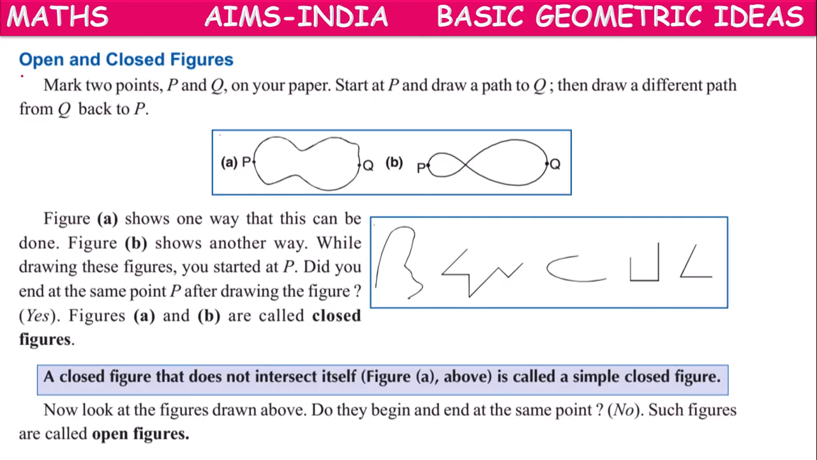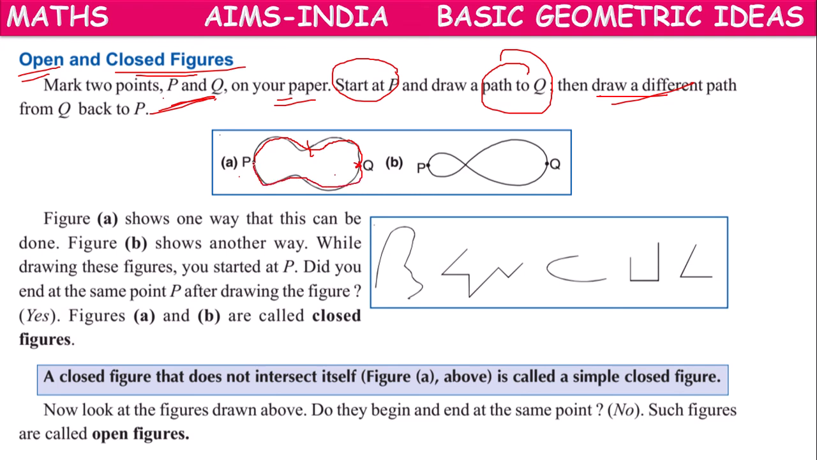Next, open and closed figures. Suppose on your paper you mark two points P and Q. Start at P and draw a path to Q. Like this, we have drawn a path to Q. That is the first path. From Q, draw a different path to P. If we do that, we will get a geometrical figure like this.